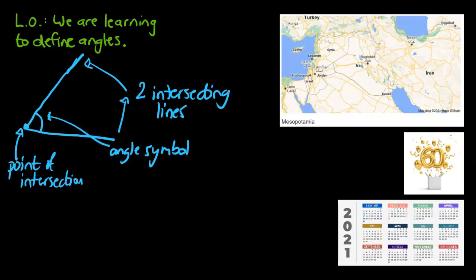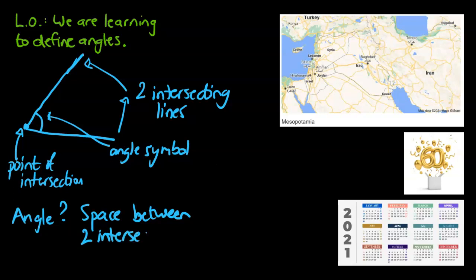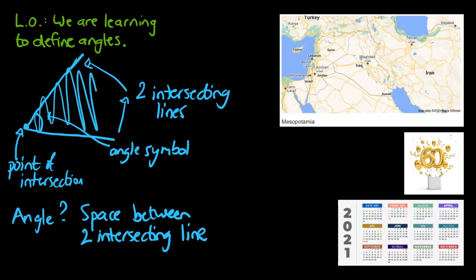And the way we think of angles, so what exactly is an angle? It is the space between 2 intersecting lines. So we had our 2 intersecting lines, and that space that sits in between them relates to the angle. The bigger the angle, the more space there is between those.